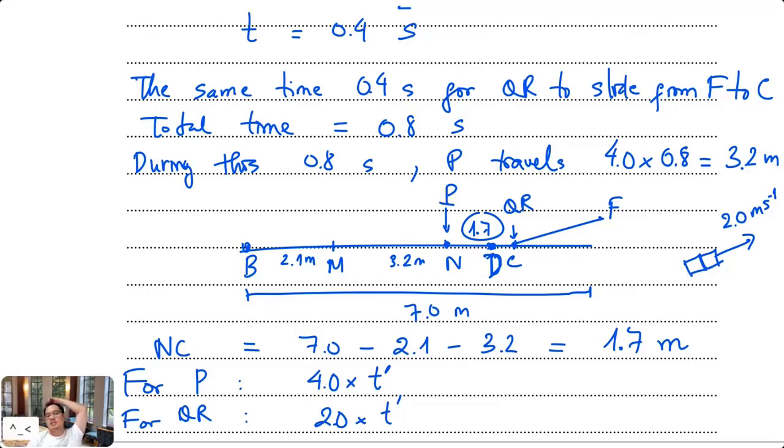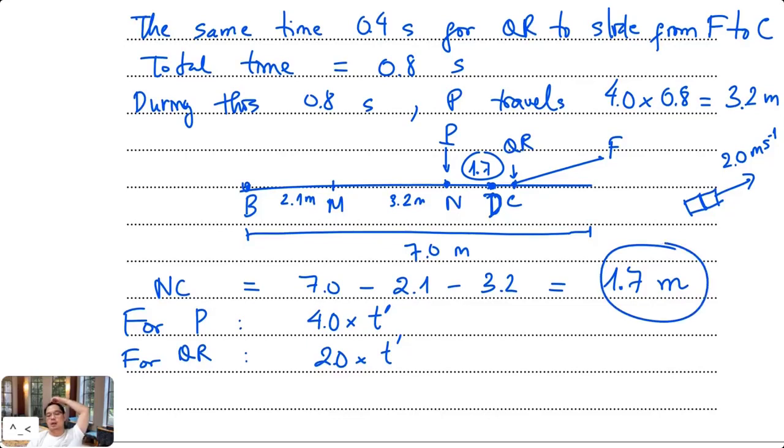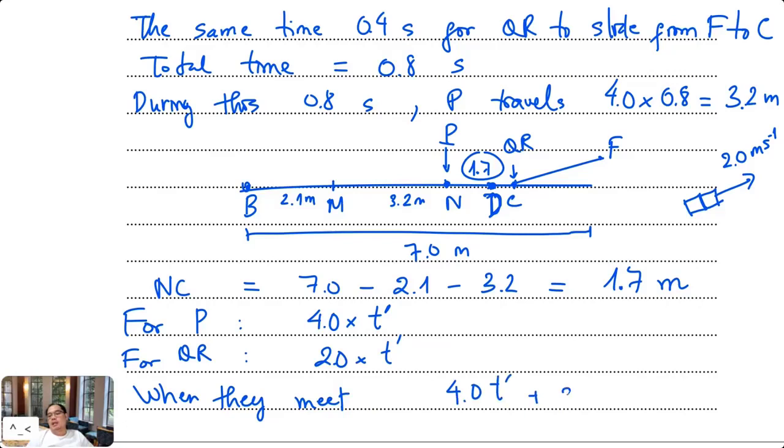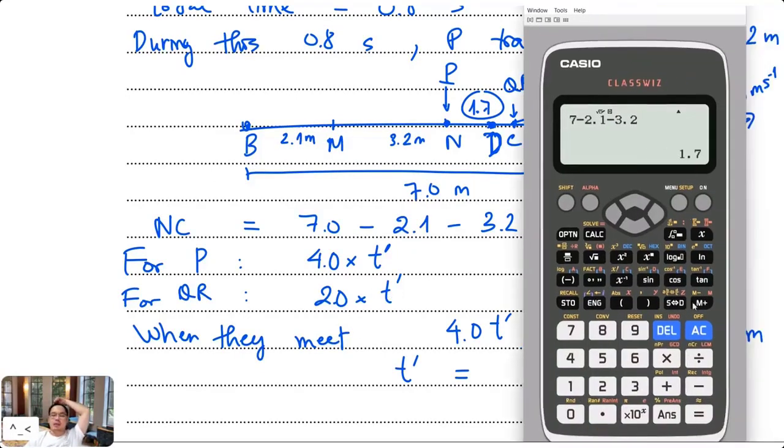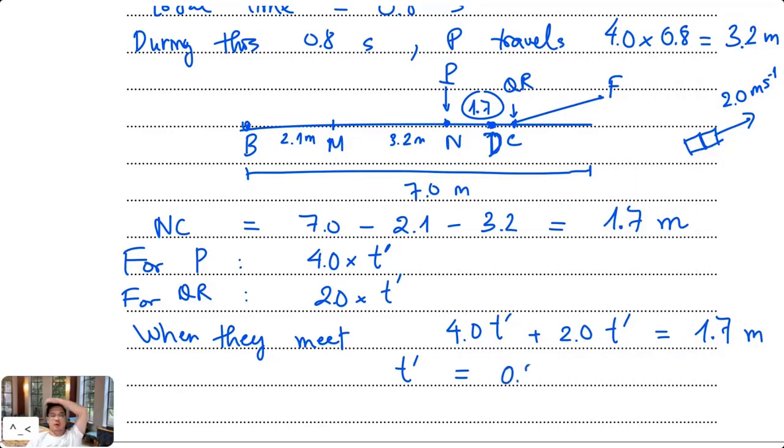For distance, I will remove the negative sign, and when they meet, the total distance that they travel will be 1.7 meter. So when they meet, the total distance they travel is 4.0 t' plus 2.0 t' equal to 1.7 meter. Therefore I can solve this equation to find the time t'. t' will be equal to 1.7 divided by 6, which is 0.28 second.